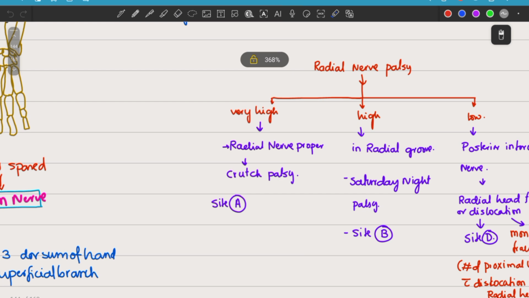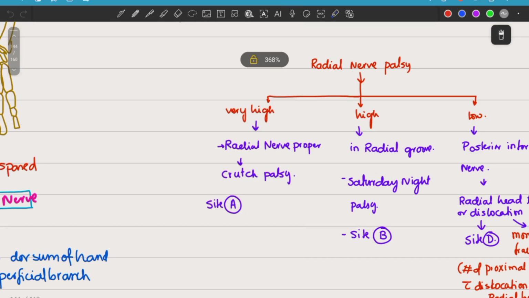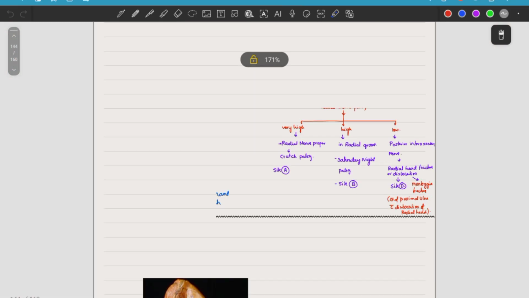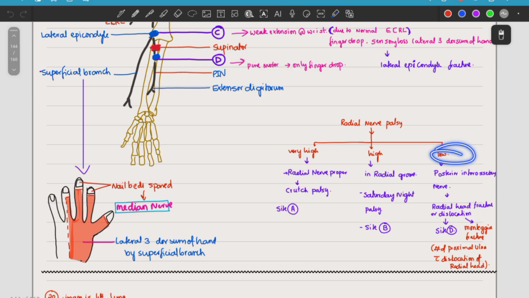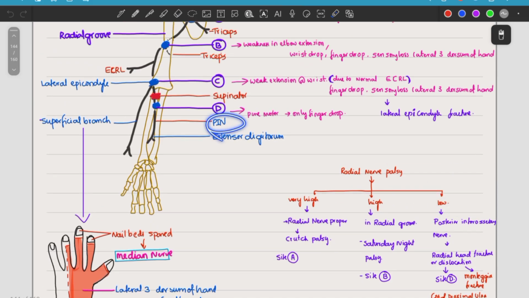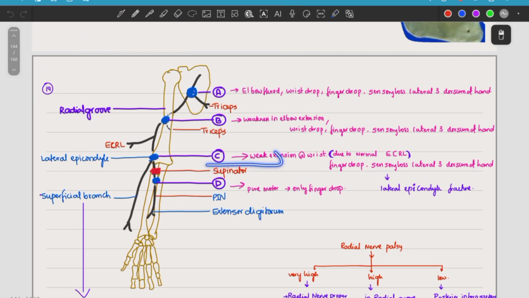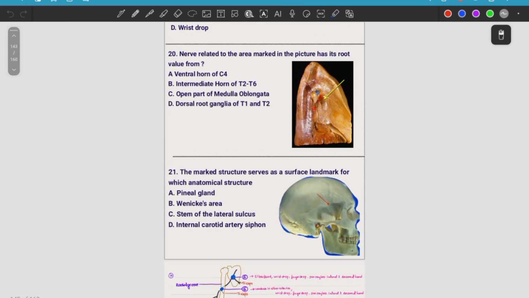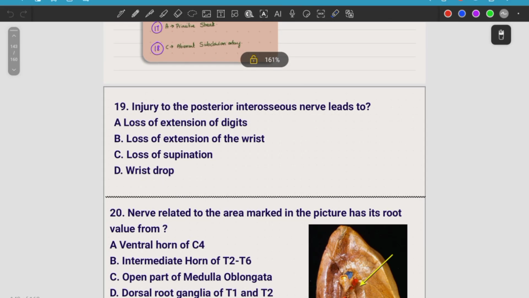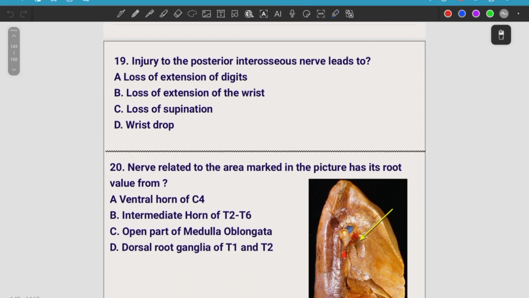Okay, Saturday night palsy picture. The chair will press on the radial groove. Hence site B gets injured, that is radial groove. Low palsy is posterior interosseous nerve palsy, whereas this C site is a lateral epicondyle fracture. Hence the answer is loss of extension of digits.